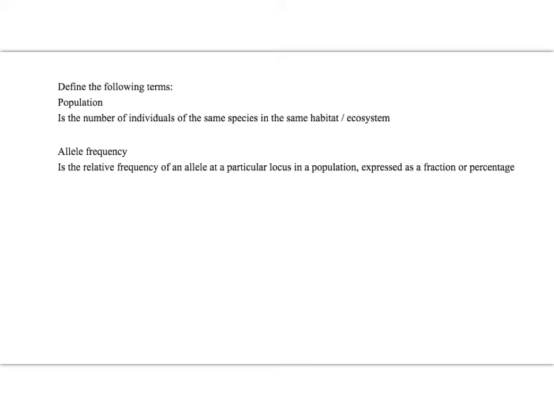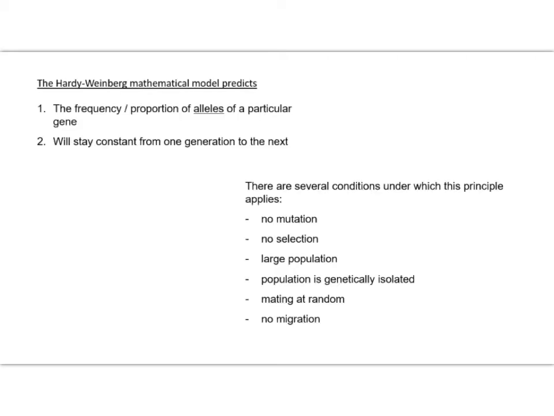Usually in questions you have to express it as a fraction, but if it does ask for it as a percentage, then you must make sure you do that. So what is the Hardy-Weinberg principle? It's a model that predicts two things: the frequency of alleles of a particular gene, and it also predicts that this will stay constant from one generation to the next.